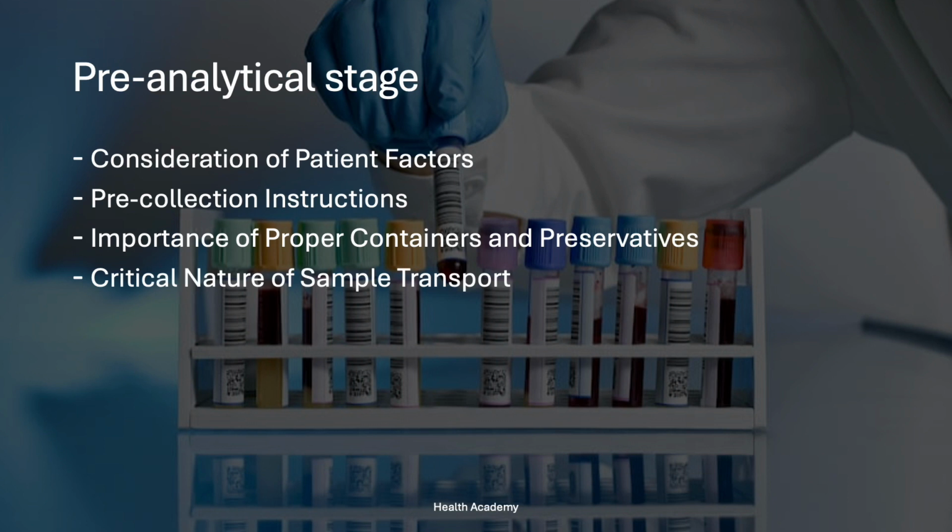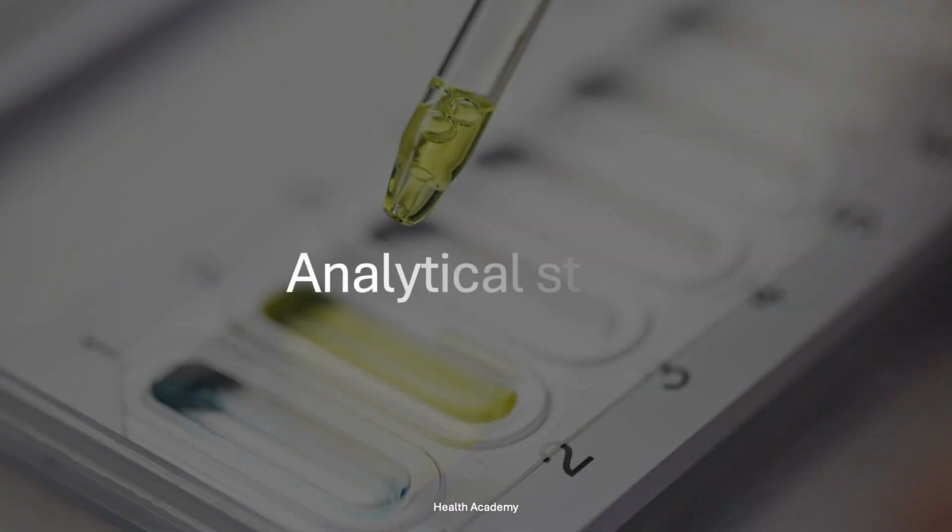Critical nature of sample transportation. The transportation of samples to the laboratory is a critical step that can impact the viability and integrity of the sample, especially for tests sensitive to temperature or movement. Sample processing techniques. The processing of samples, such as the separation of serum via centrifugation, requires precise control of speed and temperature. Proper handling during this phase is vital for obtaining accurate and reliable test results. Analytical stage.